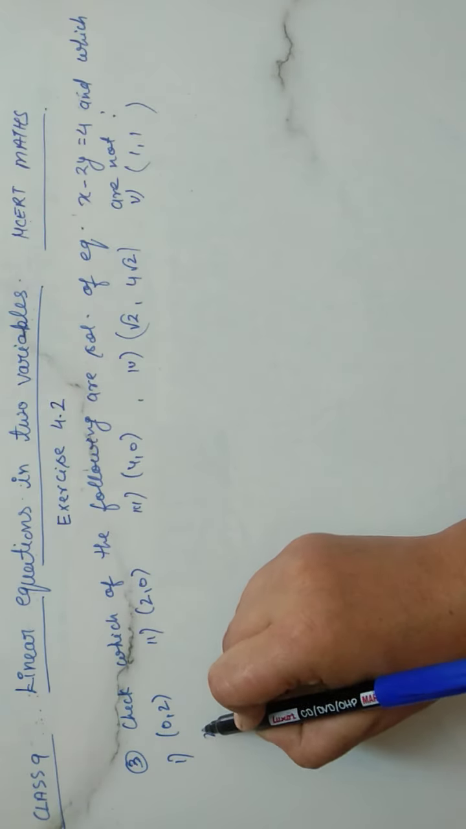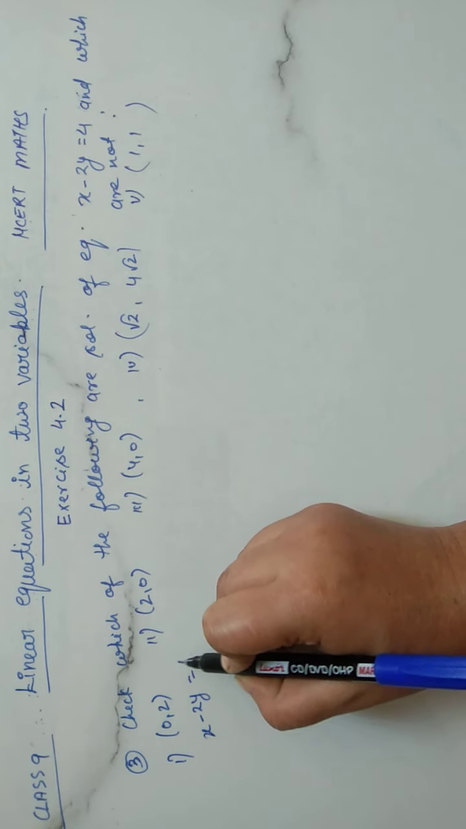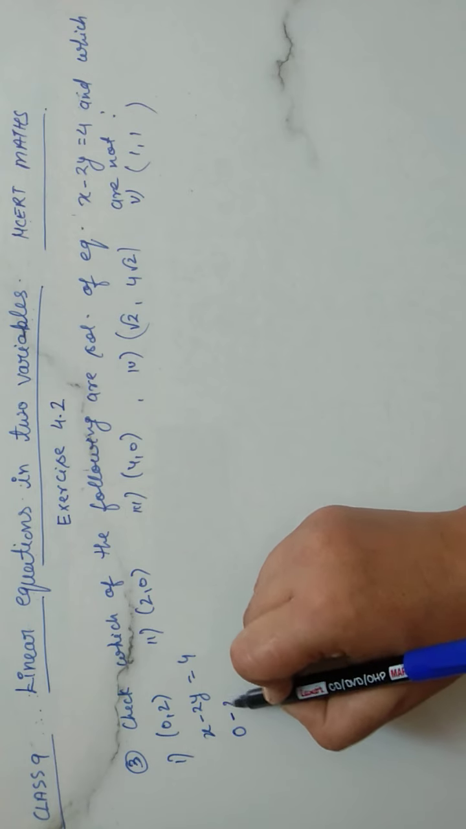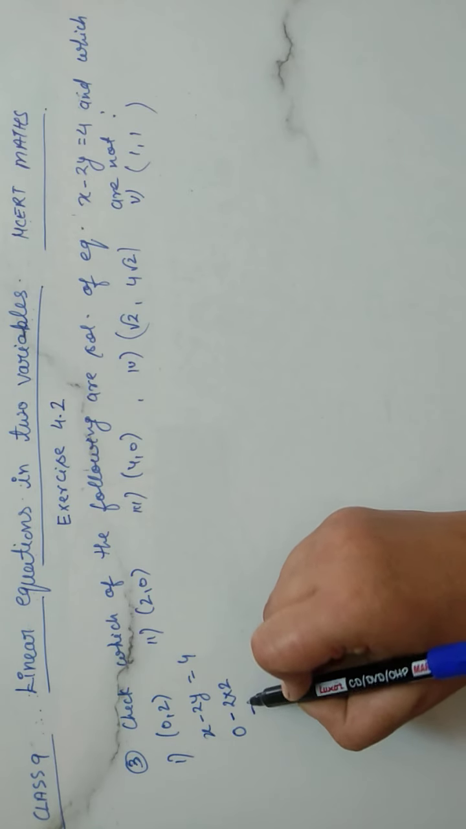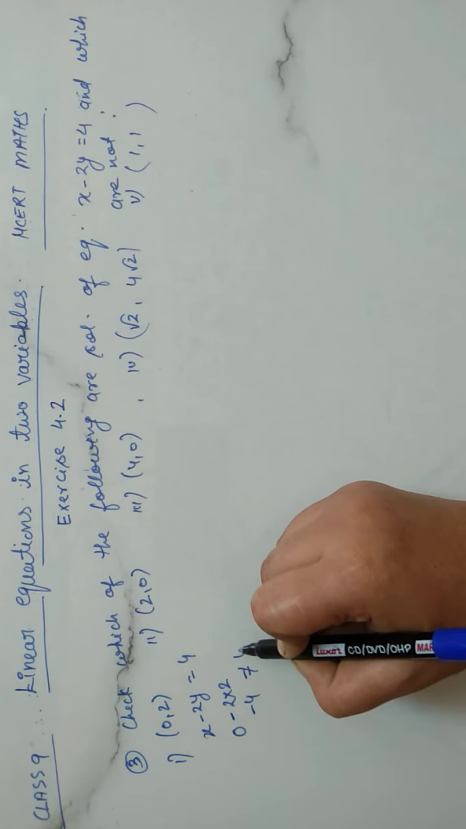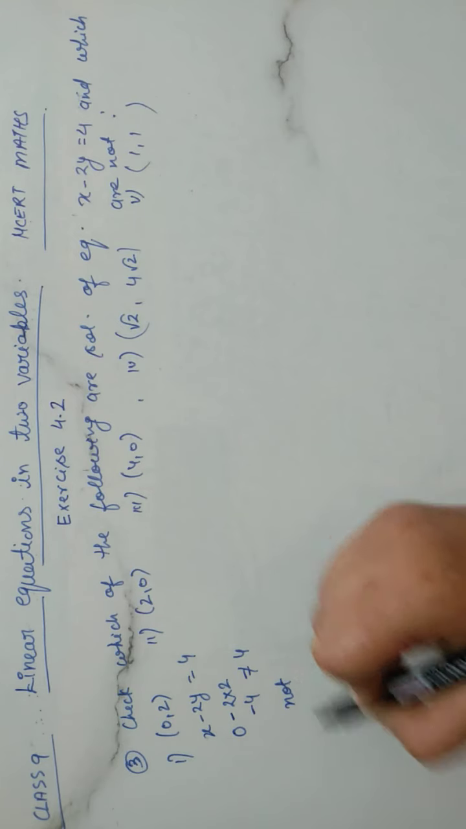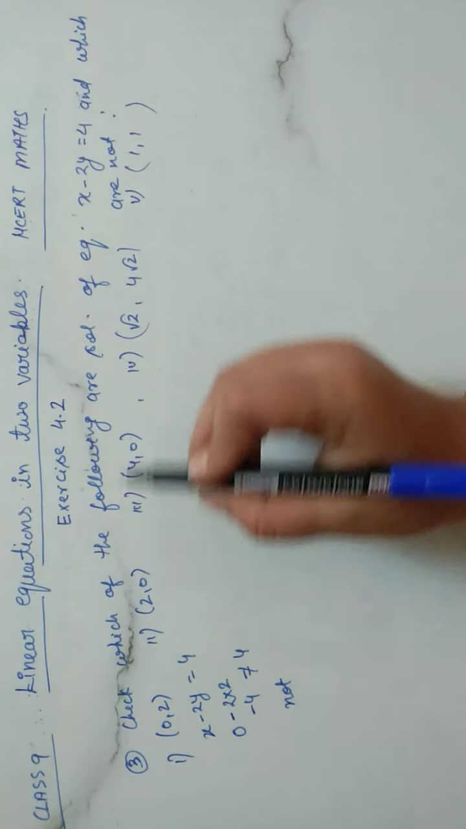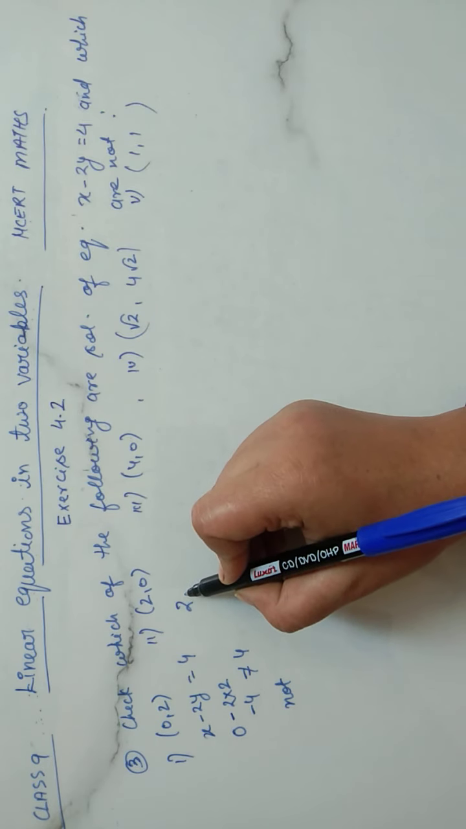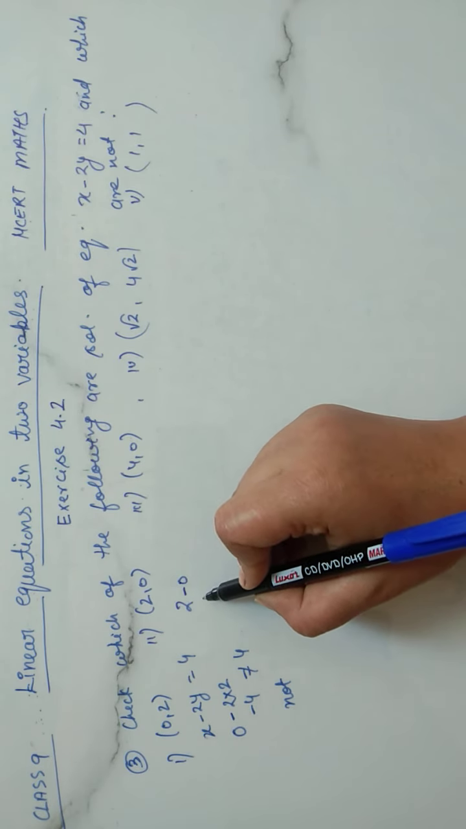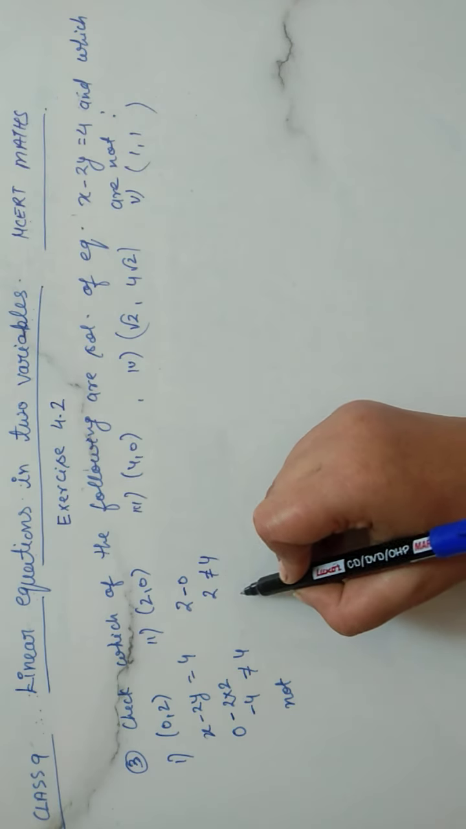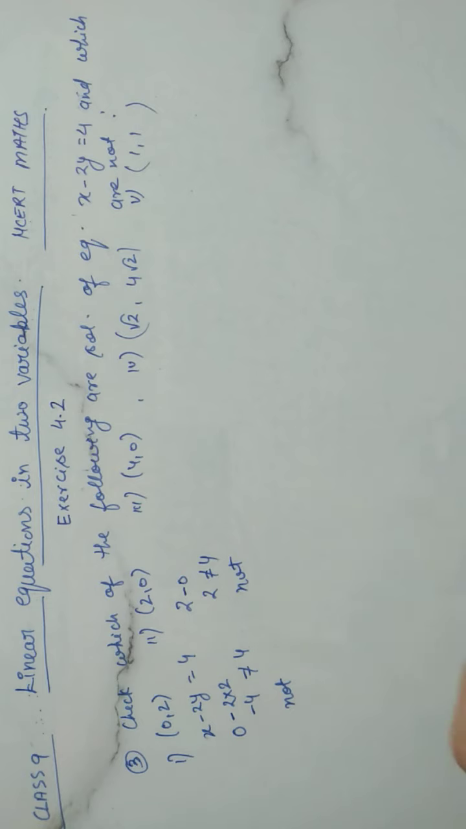The equation is x minus 2y equals 4. So I will put 0 instead of x, and instead of y I will put 2, which gives minus 4. It is not equal to 4, so it is not a solution. Now I will check the second one. Instead of x, 2. Instead of y, 0. So 2 minus 0, that is 2. It is not equal to 4, so it is not a solution.